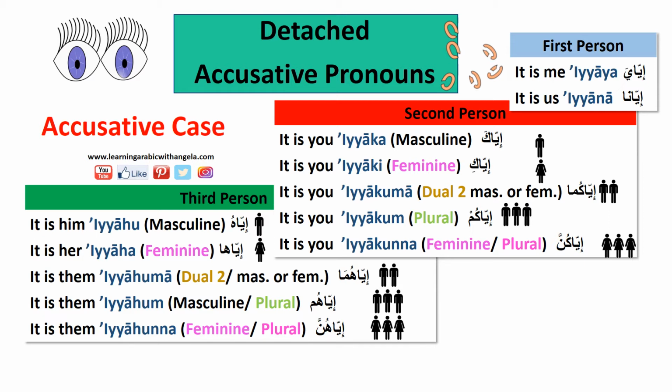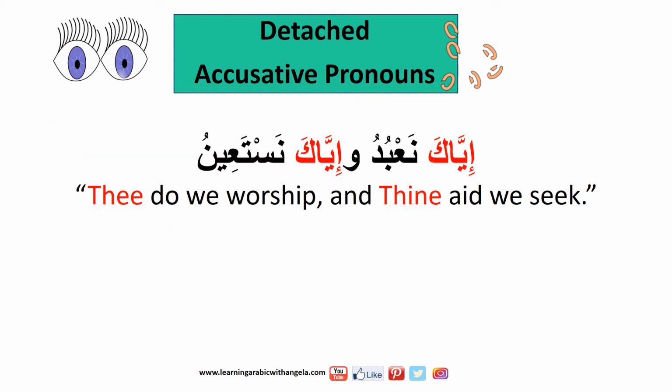And remember, they are always in the accusative case, being the object of the sentence, and I will provide you with examples. And the first example is from the holy book of the Quran. إياك نعبد وإياك نستعين. And it means, thee do we worship and thine aid we seek. And over here, both the words إياك mean it is you or thee or thine, as mentioned in the translation.